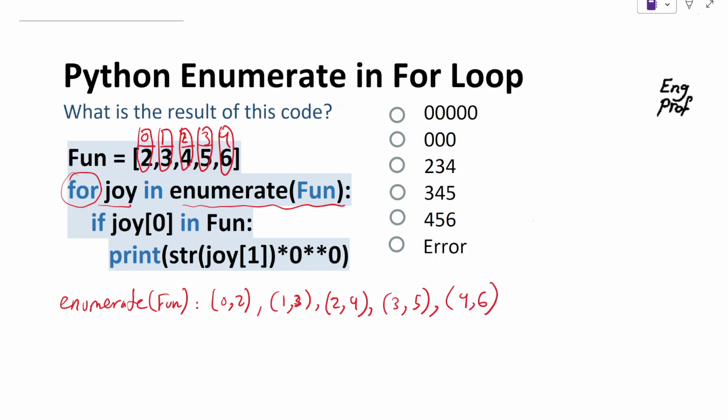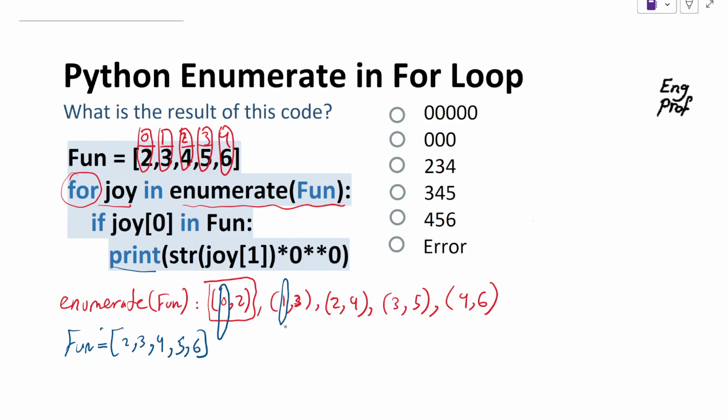Then as the next step, we say for joy in enumerate, so it's basically checking these 2-tuples, and it says if joy 0, which means the first element in the 2-tuple, is in fun. Fun, as shown, is a list that has 2, 3, 4, 5, 6 in it, and 0 is not there. So if it is in fun, which it is not, then we need to do a print. So 0 is not there.